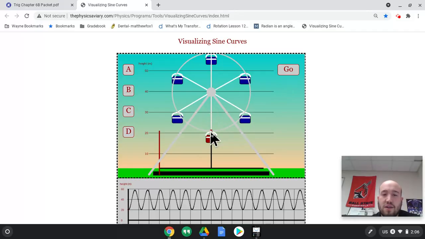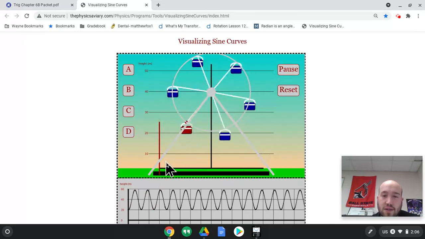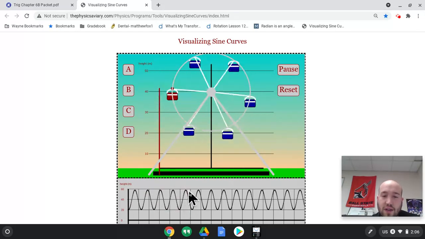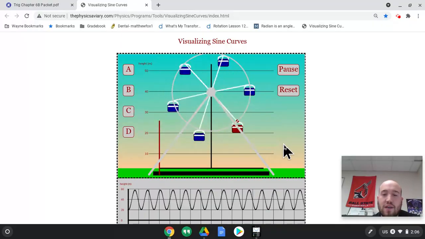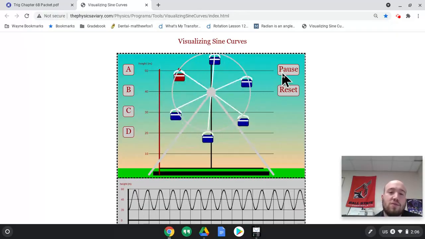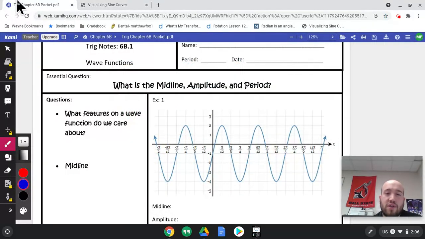Right now it's starting down here. That red one is what we're concerned with. When I hit go, you'll notice it spins around, and you can see as it goes, the little red icon here goes up and down and up and down, and that's tracking its height with respect to time. So as time increases, the height goes up and then down and then up and then down, and that is what is happening with our sine and cosine on our unit circle.